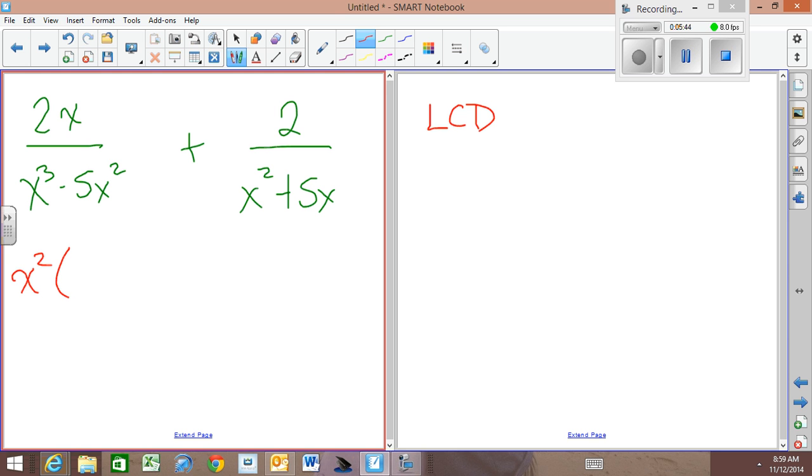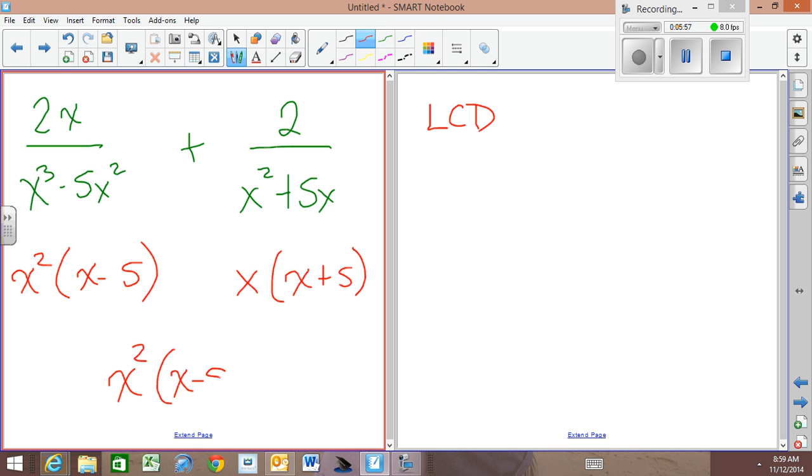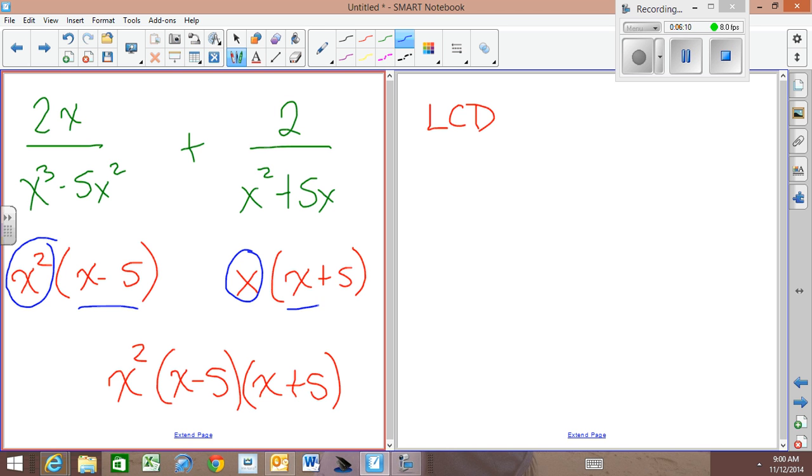I can take an x squared out of the first denominator. I can take an x out of the second denominator. So the LCD that I want is x squared times the quantity x minus 5 times the quantity x plus 5. Notice that both denominators contain an x, but I kept the higher exponent. One denominator contained the x minus 5, the other contained the x plus 5, and I have to keep both factors.